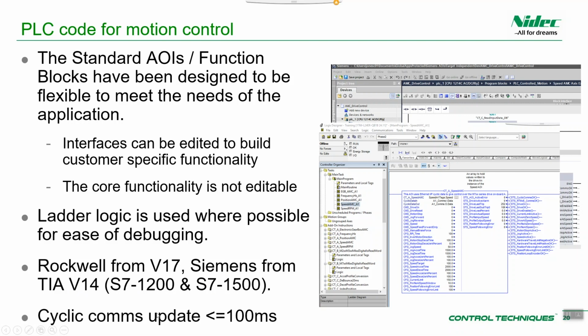Cyclic comms can be updated as slow as 100 milliseconds and still achieve nice synchronous motion if you are connecting something like a positioning axis to an EGB axis, because the synchronous communications between those is handled actually at the drives rather than via the PLC. So what that means for you is that you can use a relatively low-end PLC and still get relatively high-end synchronous motion between two axes.